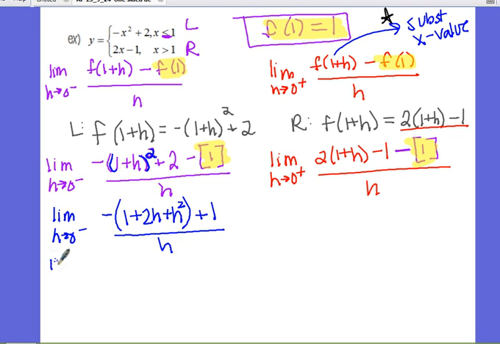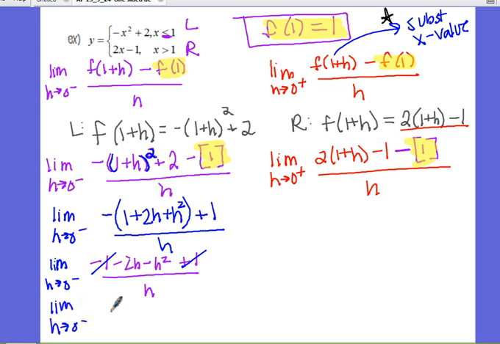And then again, still going, the limit as h goes to 0 from the left. I'm going to distribute my negative. And let's go back to purple then. Negative 1 minus 2h minus h squared plus 1 all over h. You'll notice that the 1's cancel, and I get the limit as h goes to 0 from the left of negative 2h minus h squared over h. You cannot substitute in 0 until you have simplified this enough so that you don't get an undefined in the denominator.